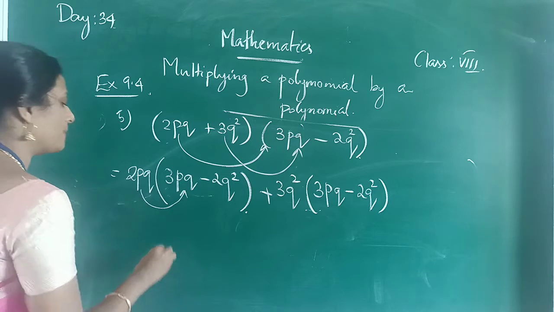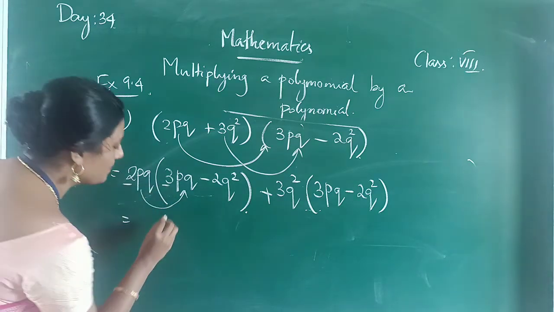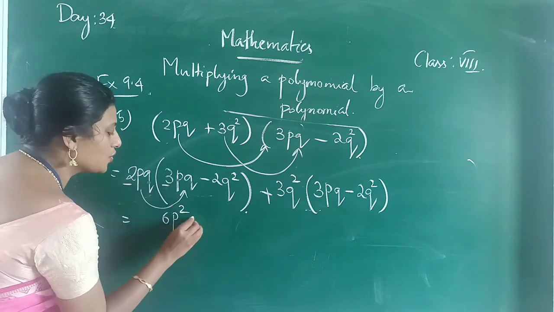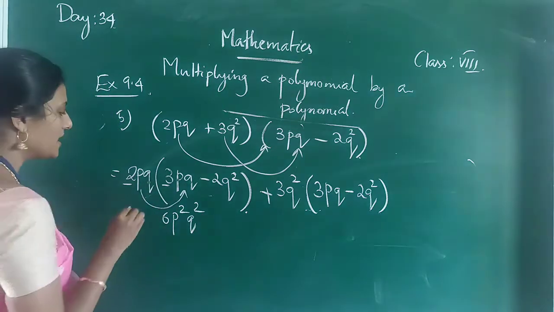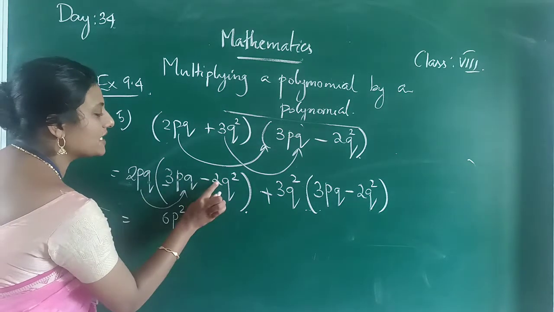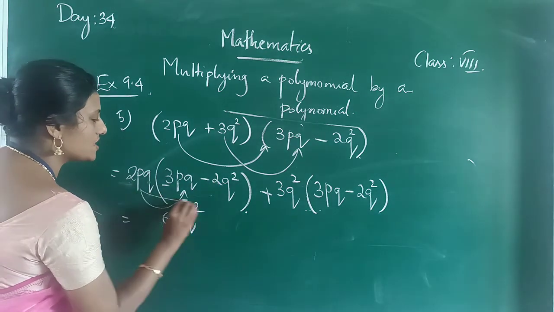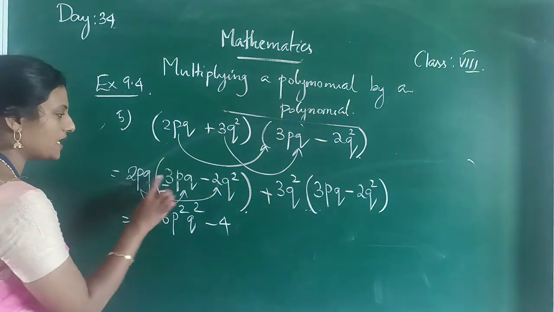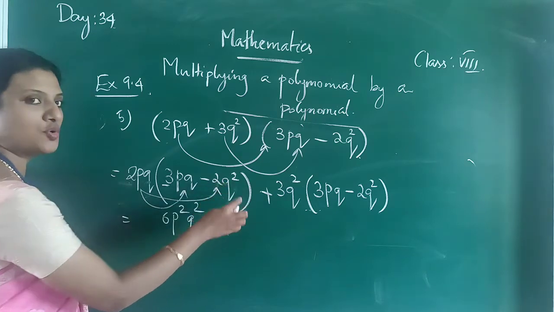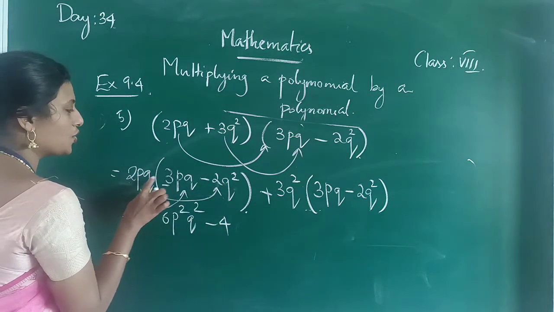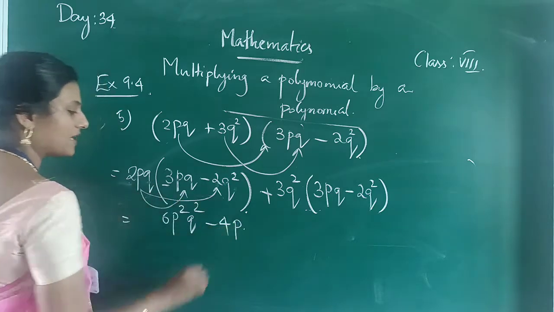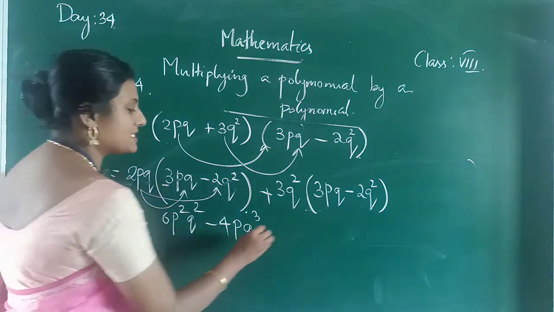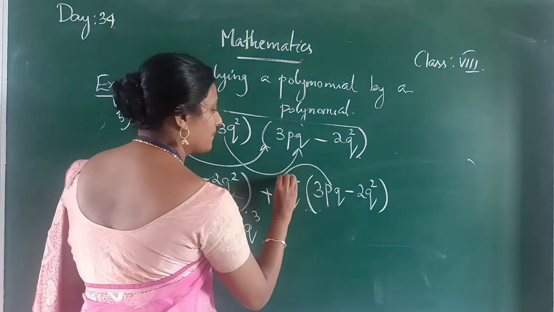2pq into 3pq. 2 into 3 is what? 6. p into p is p square. q into q is q square. Okay. Next, 2 into minus 2. Distributive property is what we are using here. 2 into minus 2 is what? Minus 4. p in pq into q square. What is that? pq into q square. p, right as it is. q into q square is what? q cube.